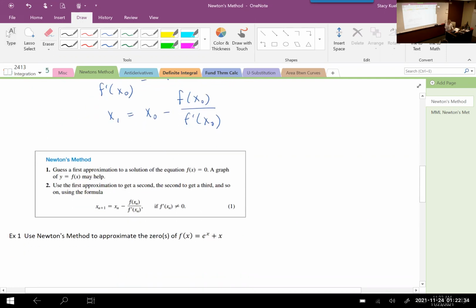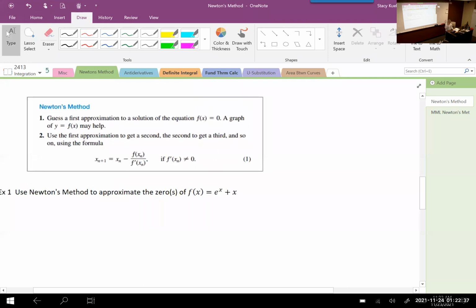But what we find out then is that Newton's method is about taking some first guess. Usually you use a graph to help you out there. And then, just like I solved above, you have this general idea that x sub n plus 1, that's your n plus 1 guess, your approximation, is found by taking the initial x sub n minus the value of the function at that x divided by the derivative of the function at that x. So you just repeat it.